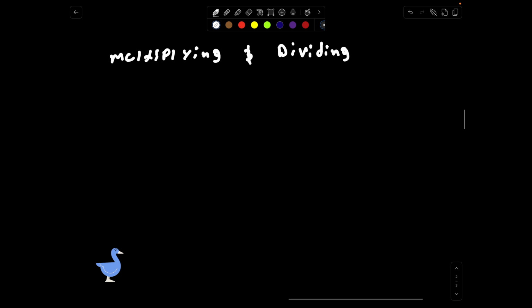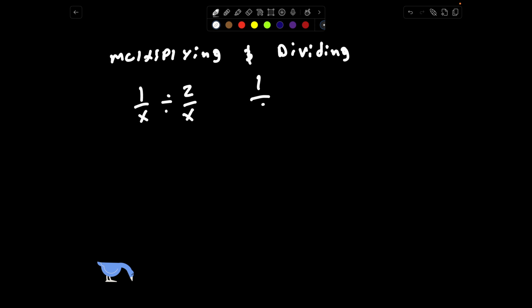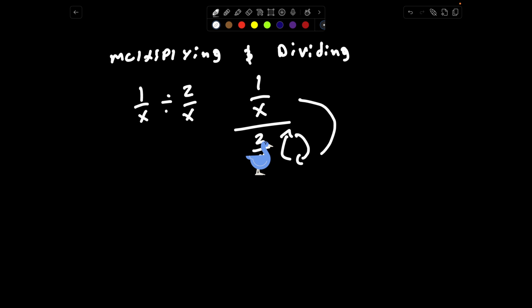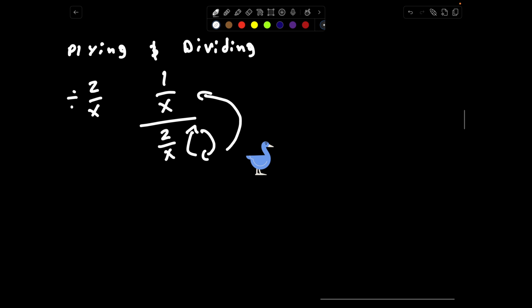Next, we're going to go ahead and move on to multiplying and dividing. So let's say I give you 1 over x divided by 2 over x. Now you can go ahead and write this differently as 1 over x over 2 over x. And basically what we can do here is flip this around and then put it right next to it. So we'll go ahead and do that.